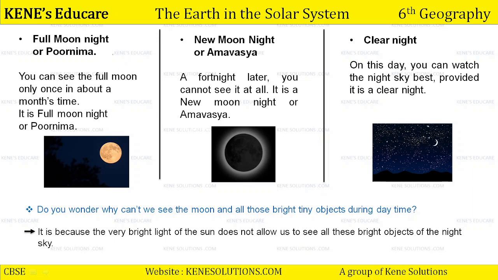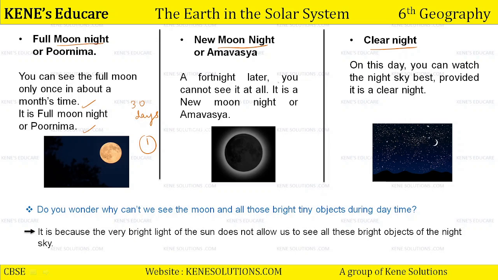On the basis of that, we have majorly three kinds of nights. First is the full moon night, second is the new moon night, and last is a very clear night. A full moon night is known as Purnima. You can see the full moon only once in about a month's time. Okay, it is full moon night or Purnima, and it happens usually only once in a month. So for example, in 30 days, there is only one day where you can see the moon in full shape from your land surface.